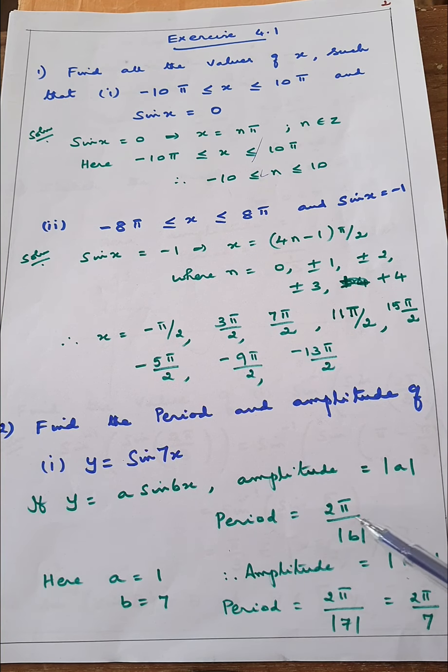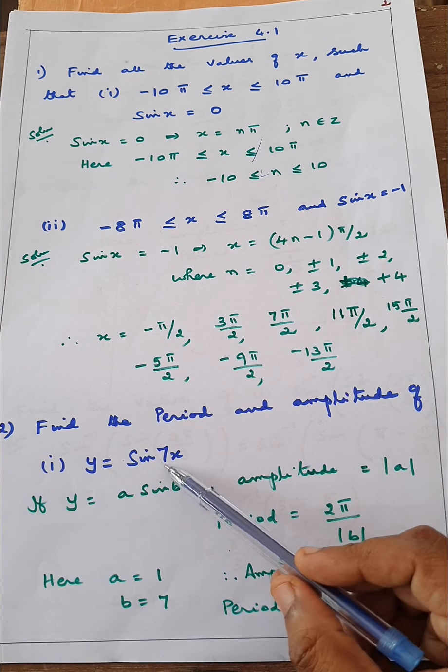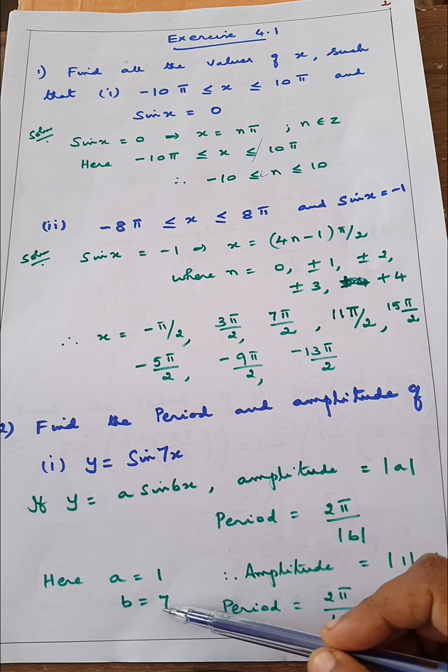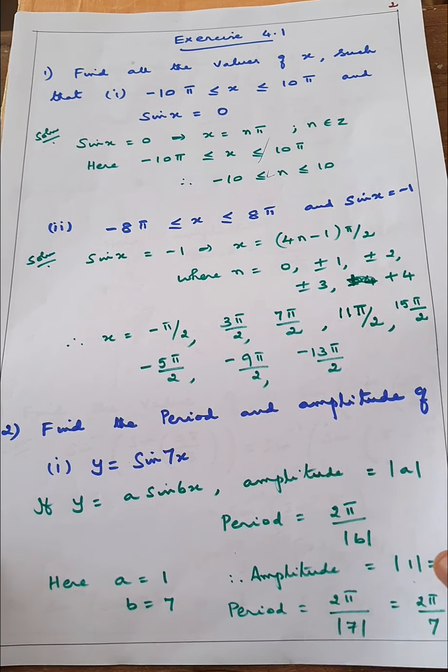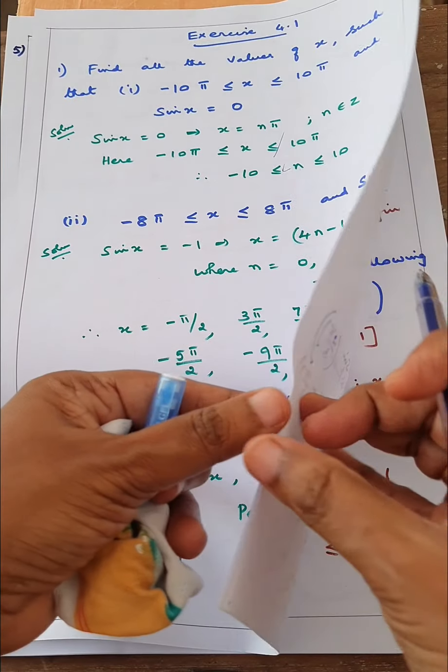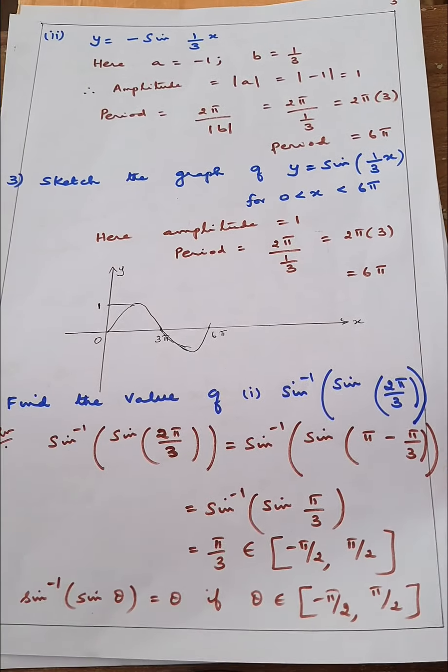And what about period? It is 2 pi by mod b. So 2 pi by, what is b here? b is equal to 7. So b is equal to 7. So 2 pi by mod 7, which is equal to 2 pi by 7, which is the amplitude and period of this function. Similarly, you can go to the second subdivision.